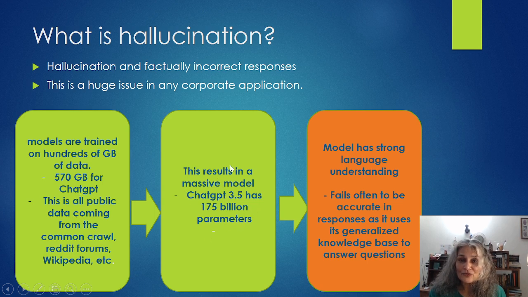On the basis of this training, you essentially get a massive model such as ChatGPT 3.5, which had 175 billion parameters. Of course, the new models, the new ChatGPTs and the Gemini models, etc., are much larger. But coming to the key problem, the model has strong language understanding. So if you type in a query, it can definitely answer the query in some fashion. However, it often fails to be accurate in its responses as it uses its generalized knowledge base to answer questions.